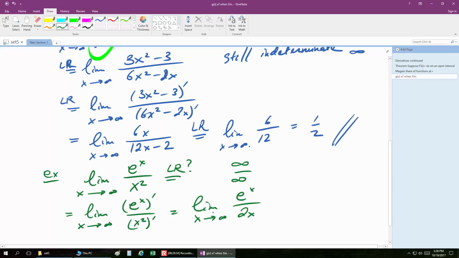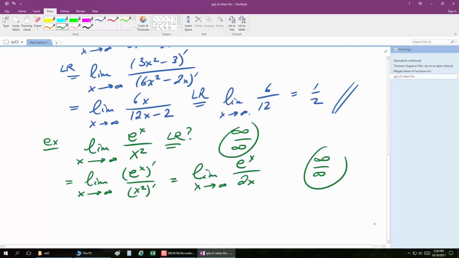The denominator went down by 1 in the power. It doesn't solve the problem just yet because we still have an indeterminate expression. e to the x goes to infinity, 2x goes to infinity. So the problem has not been solved, but on the other hand, every time it's not solved, it means that L'Hopital's rule is applicable. Okay, so we apply L'Hopital's rule again.